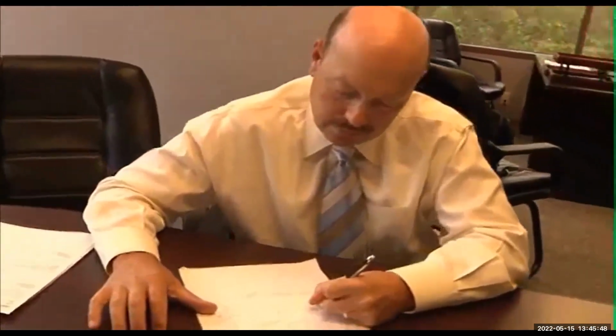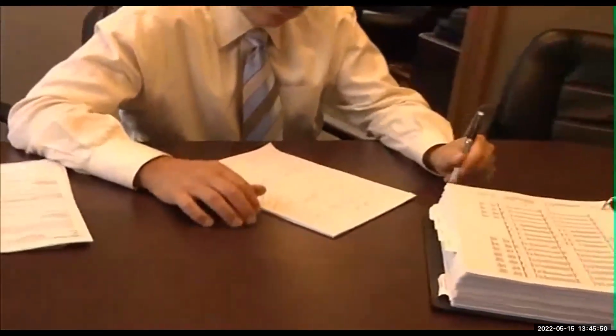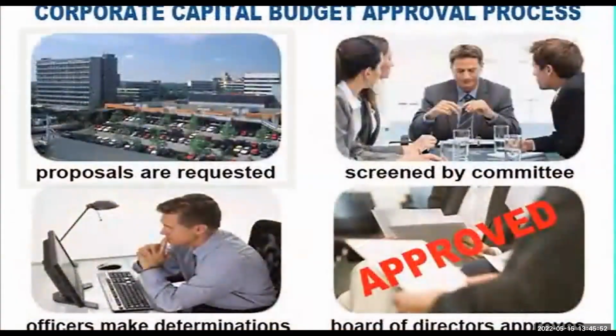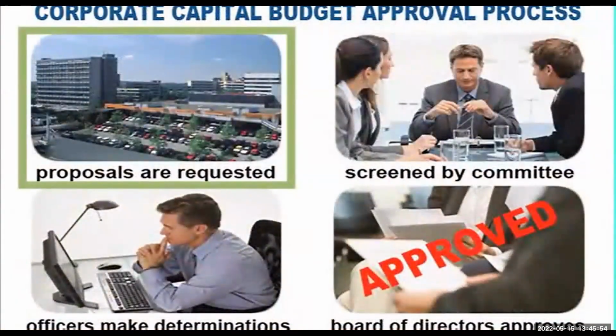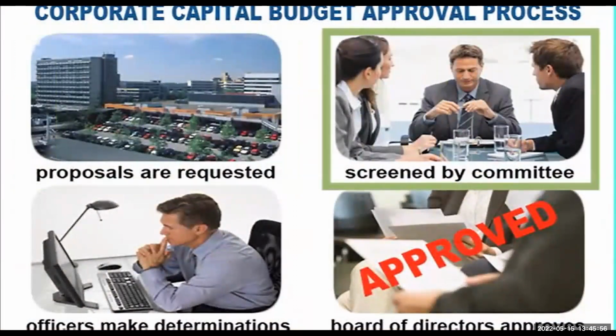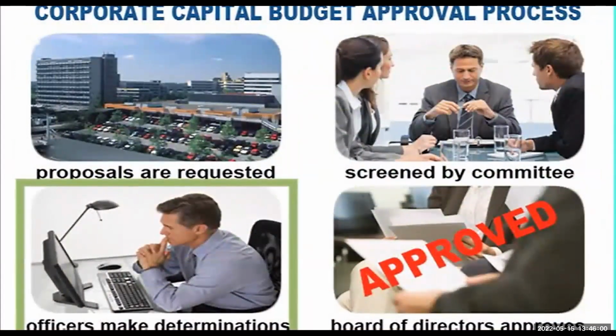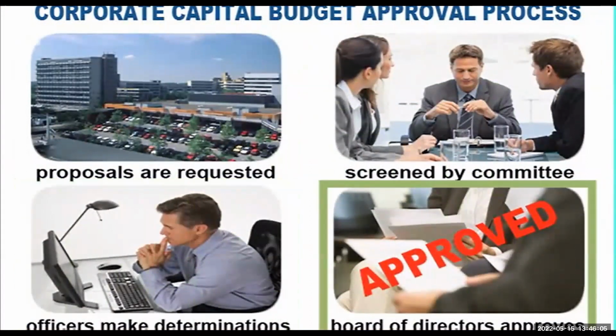features of our vessels. Many companies follow a carefully prescribed process in capital budgeting, which includes 4 steps. 1. Project proposals are requested from departments, plants, and authorized personnel. 2. Proposals are screened by capital budget committees. 3. Officers determine which projects are worthy of funding. And 4. Board of Directors approves capital budget.